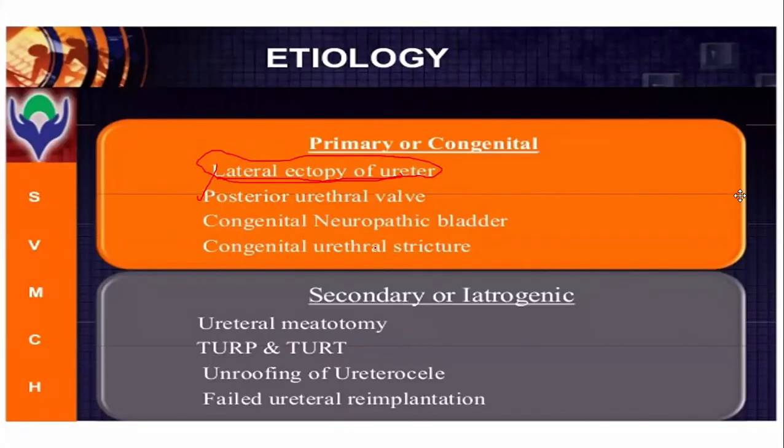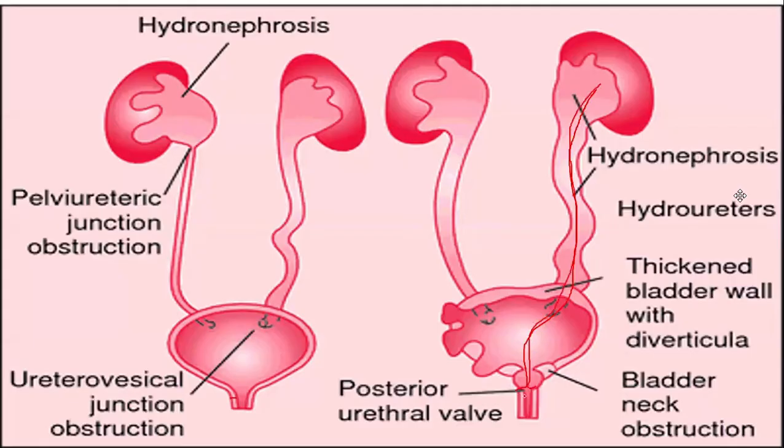Congenital urethral stricture. If this is small in caliber, which can be seen also among children.